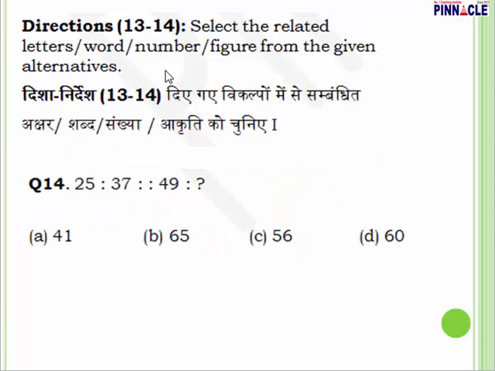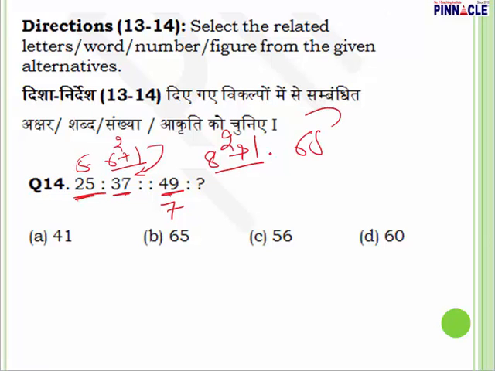Here 25, 37, 49, what comes here? This is square of 5, so 5 squared is 25. After 5, the next term is 6 squared plus 1, 37. This is square of 7, 49. After 7, the next term is 8. 8 squared plus 1, that is 65. This is your right answer.